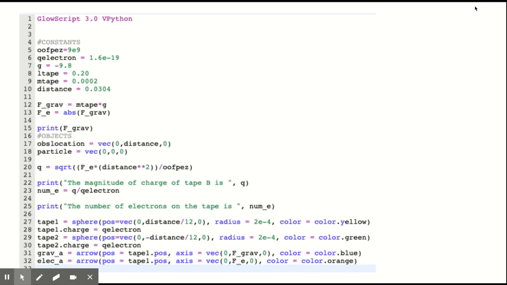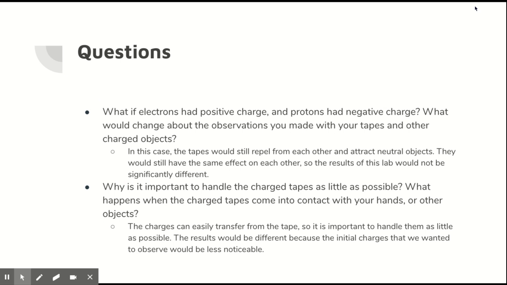And then I stated my observation location and my particle location, and I used the same Q formula that I used before to calculate the value. And below, like I said, tape 1 and tape 2, we're assuming that they're point charges, so I showed them as spheres, and then below that you can see the gravitational and the electric force arrows.